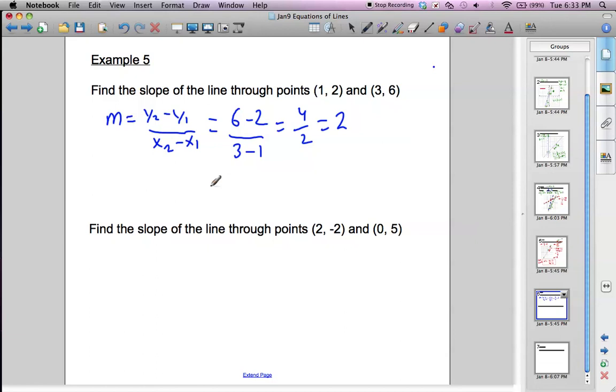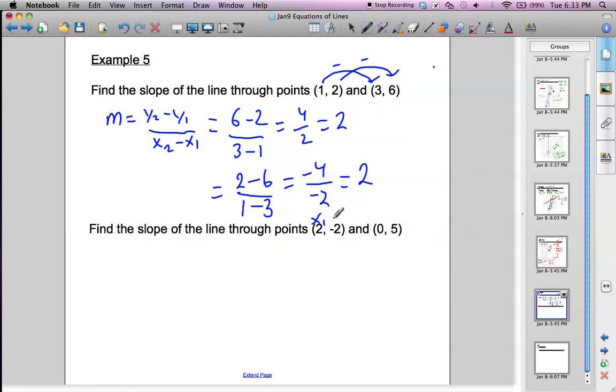We could also do it the other way around. Instead of 6 minus 2, we could have done 2 minus 6. We're going to subtract this way, 2 minus 6. But then you also have to go this way with the x values. We're going to do 1 minus 3. So if you do this calculation, you're going to get negative 4 over negative 2. Negative divided by negative is positive, so you also get 2. So no matter which way you go, you should get the same slope. In the next example, it doesn't matter which one's the x1 and x2.